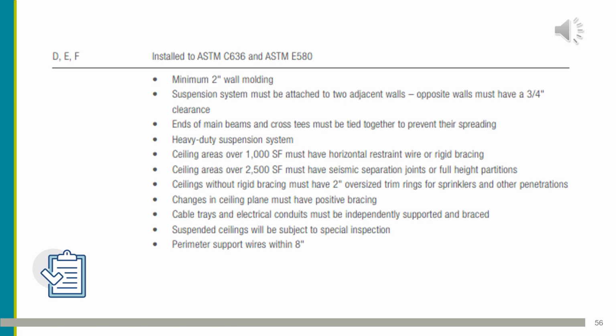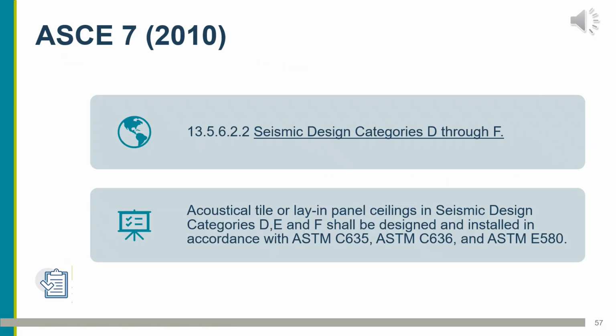Ceilings without rigid bracing must have 2-inch oversize trim rings for sprinklers and for any other penetration. Changes in the ceiling plane must have positive bracing. Cable trays and electrical conduits must be independently supported and braced. Suspended ceilings are subject to special inspection, and the perimeter support wires are required within 8 inches of the wall. So ASCE 7, the 2010 edition, gives you in Chapter 13 the seismic design category D through F requirements.